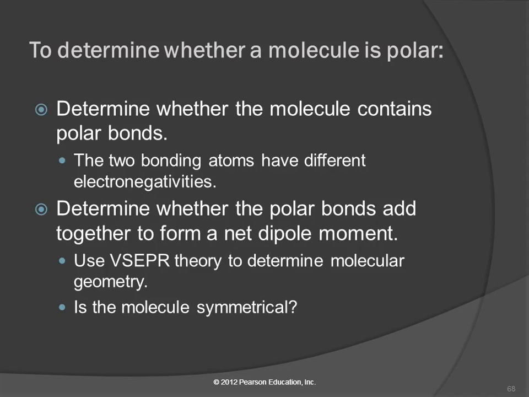So what we need to be able to do is figure out, is a molecule polar or nonpolar? First of all, you have to identify whether the molecule has polar bonds. So if any of the atoms that are bonding to each other have different electronegativities, then it's going to have polar bonds. And for our purposes at this beginning level, if the elements are different, we're going to assume that it's a polar bond. And then you have to figure out, do those polar bonds add up to form a net dipole moment, or do they cancel each other out? And so you have to use VSEPR theory and look at the molecular geometry and look at, is this molecule symmetrical? And so that's how we've been talking about it.